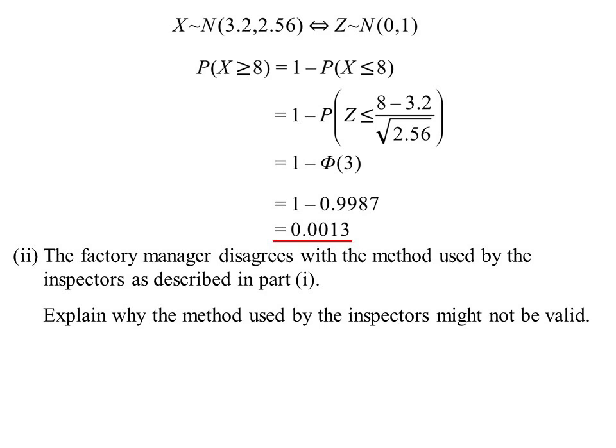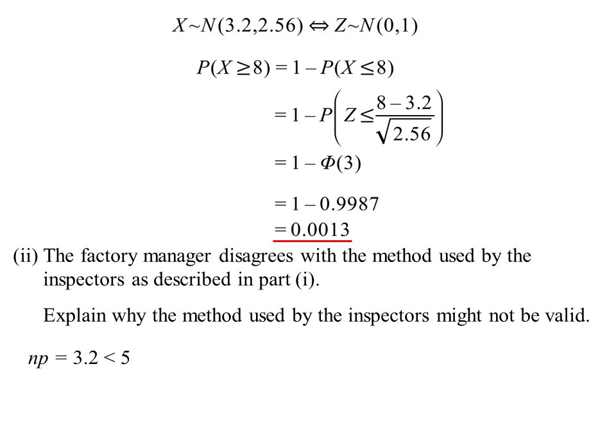Hang on though, the factory manager goes, no, look, we disagree. I think the method you used is no good. You can't do that. Is this manager indeed correct? Is what they did valid or not? That comes back to this idea of what is np and what is nq. Was it okay to use a normal approximation?